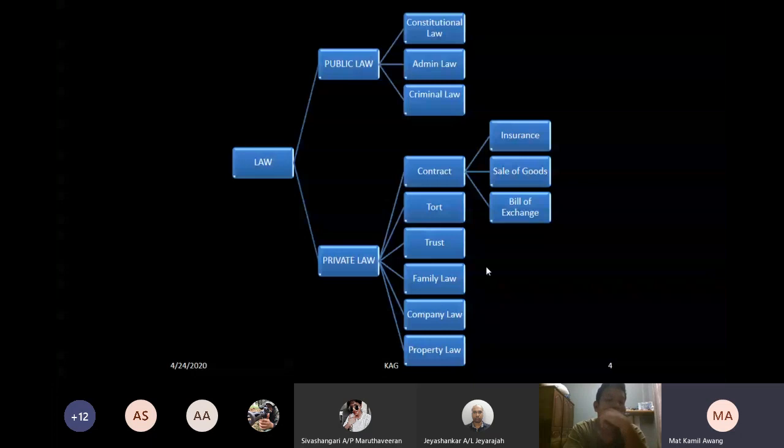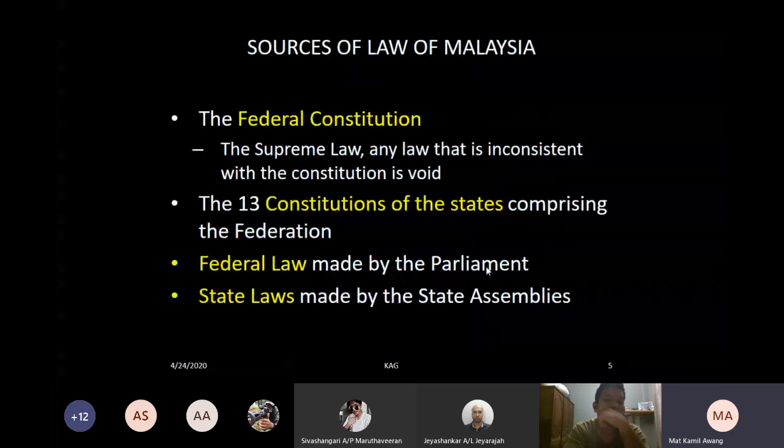What are the sources of laws in Malaysia? The first one, the supreme one, is the federal constitution, which is perlembagaan Malaysia. This is the supreme law of the land. Any laws that are inconsistent with the constitution are null and void. So any laws which go against the federal constitution are invalid, because this is the supreme law in this country.